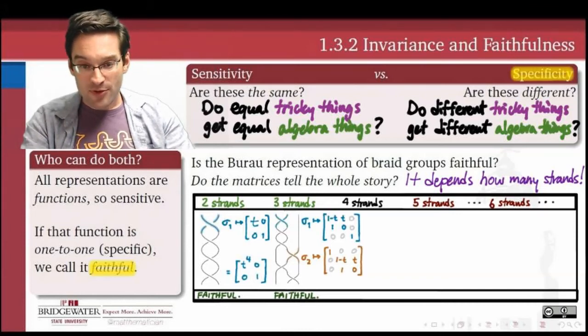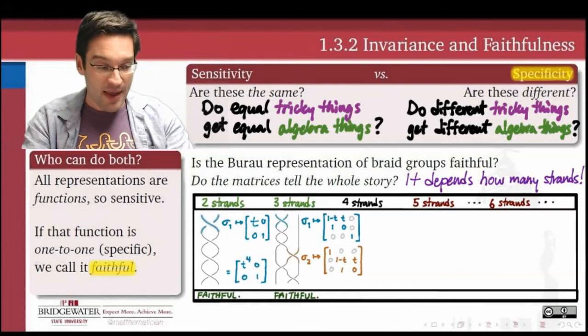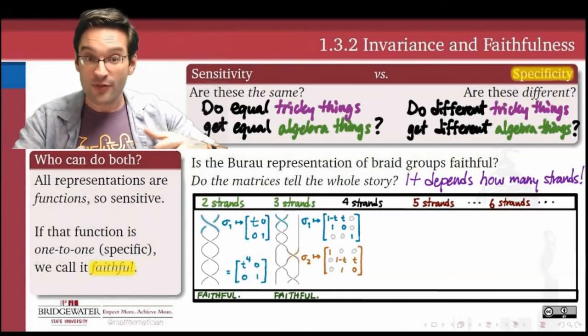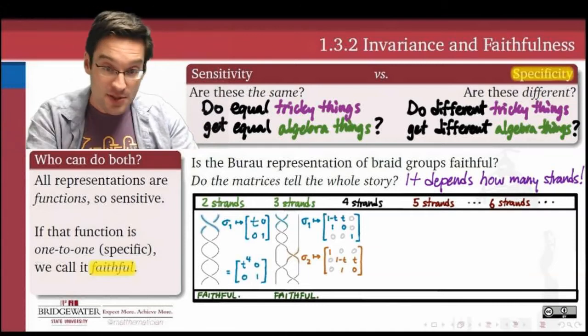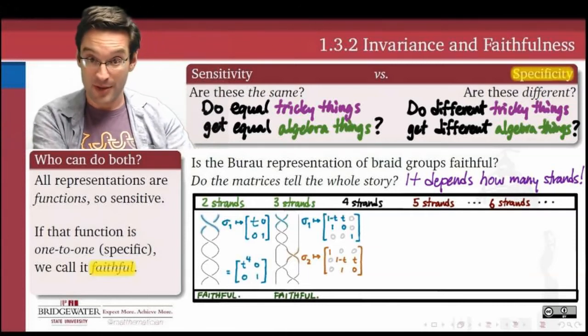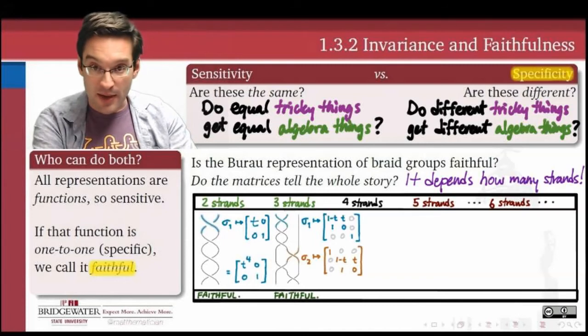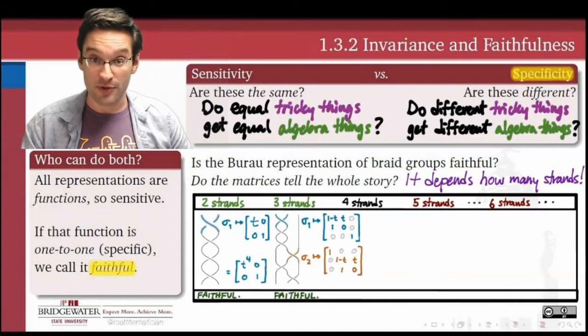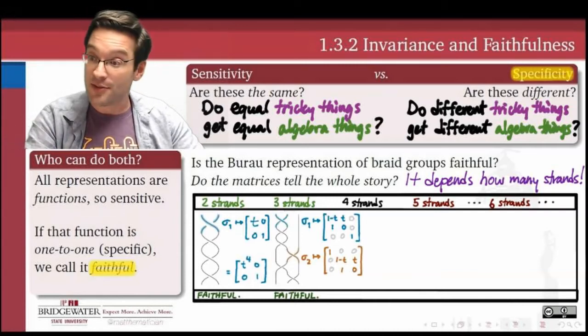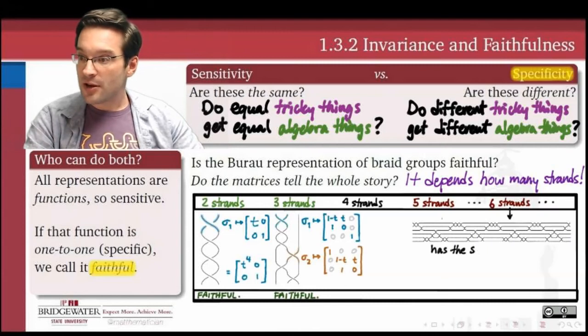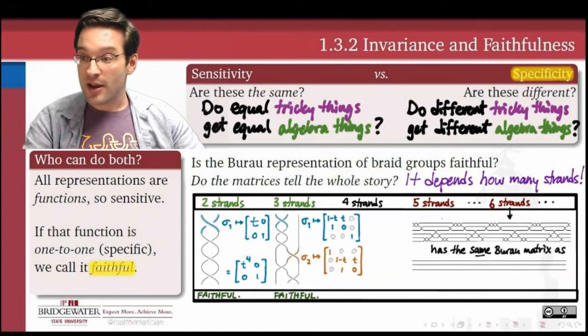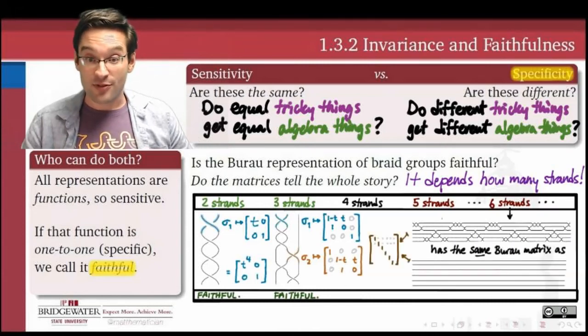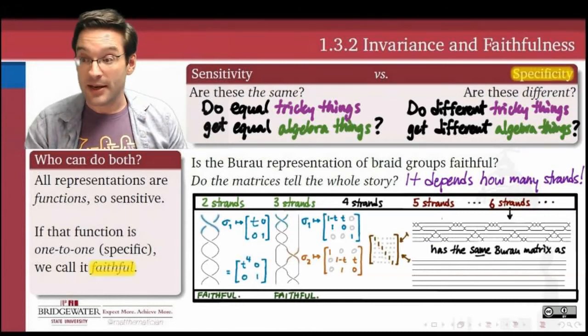But as people started to study this more and more, they kept asking the question, well, is it still faithful if we have more strands? Or at some point do we lose the tune? Do we have so many strands that we can create a braid of such complexity that these Burau matrices are no longer able to differentiate between different complicated braids with a ton of strands in them? And so here's an example of a nasty braid on 6 strands that actually has 44 different generators that make it up.